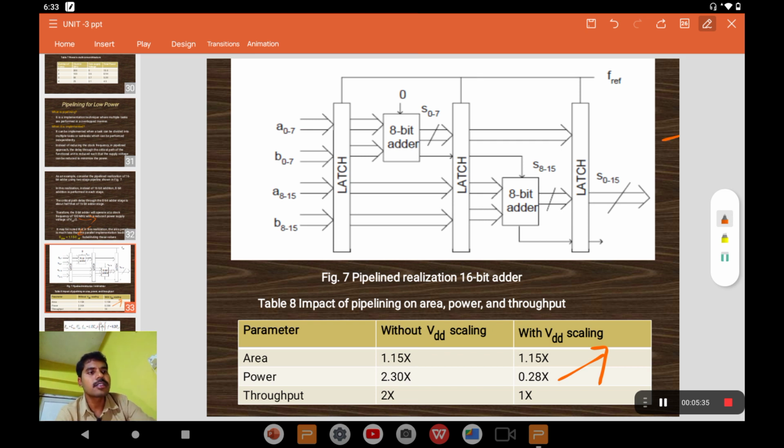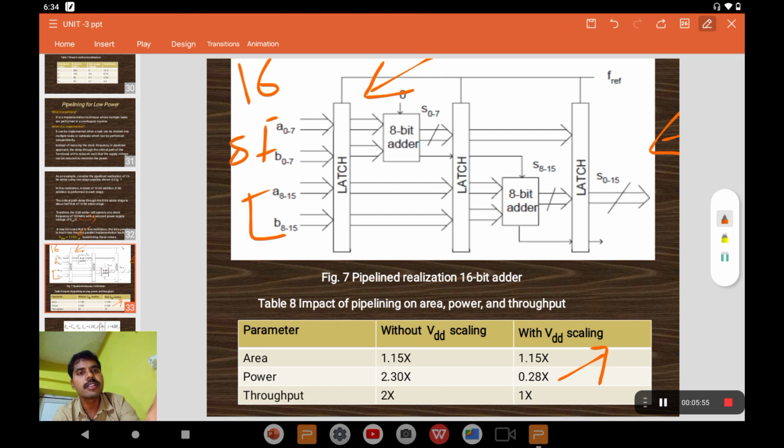So this is the structure of the parallel pipelining. This is nothing but an overall 16-bit register. Generally, this 16-bit register can be implemented with the help of two 8-bit registers. The first 8-bit adder performs the first 8 bits of the 16-bit data, and the remaining 8 bits of data are performed by the second 8-bit adder.